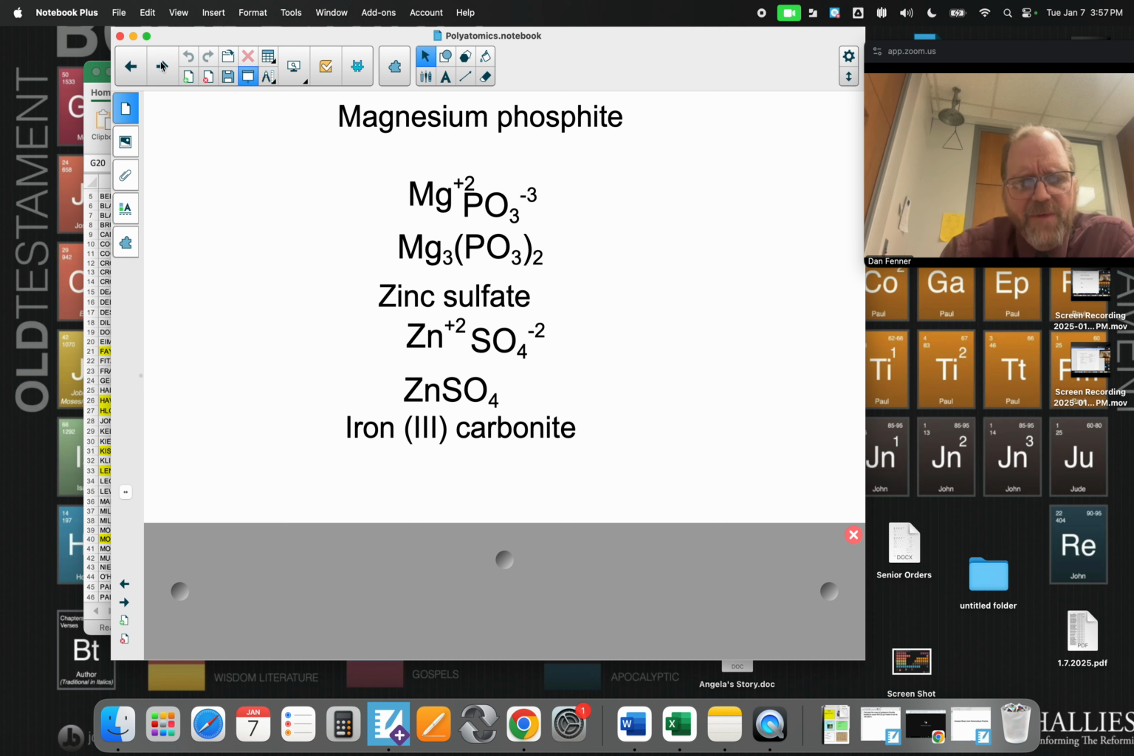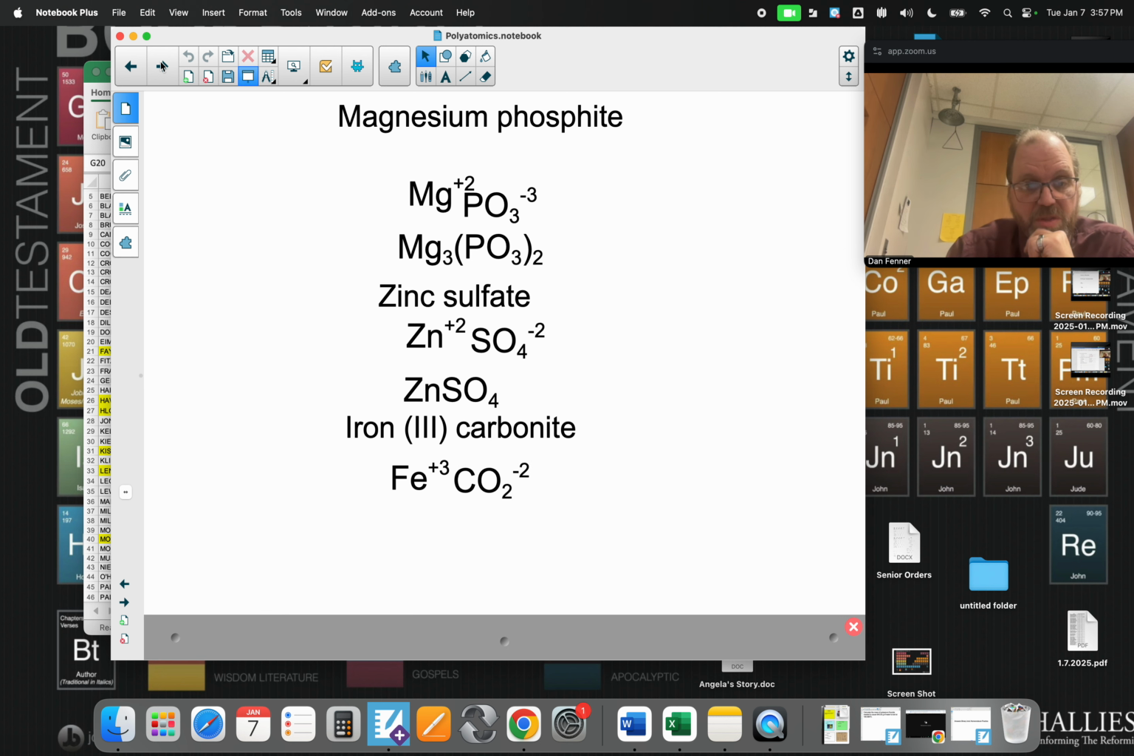All right, iron 3 carbonite. Fe, carbonite is outside the box, so that's CO2, and Fe is +3 because of Roman numerals. That's CO2 -2, doesn't equal 0, swap it down, Fe2 parentheses, CO2, close parentheses, 3. So that means I have 3 carbonite molecules, a whole thing.